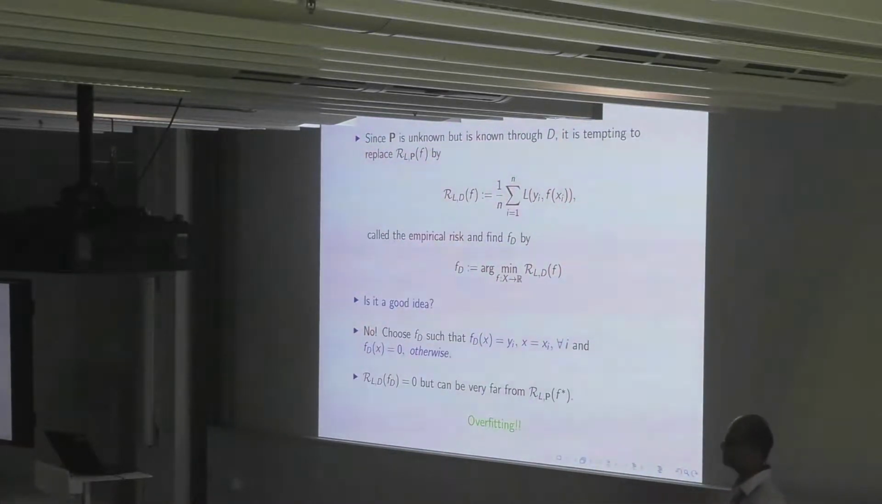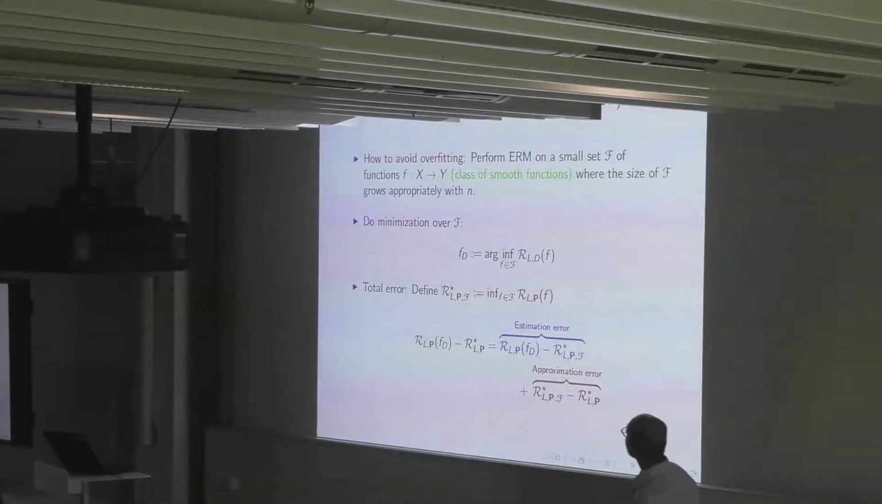Now is this a good idea? Not a good idea, because you can actually memorize it very well. You can pick a function which, for all your training samples, says my response is yi, and elsewhere I don't even care, right? So you do very well on the data, but you can be very far from the truth, which is essentially the problem of overfitting.